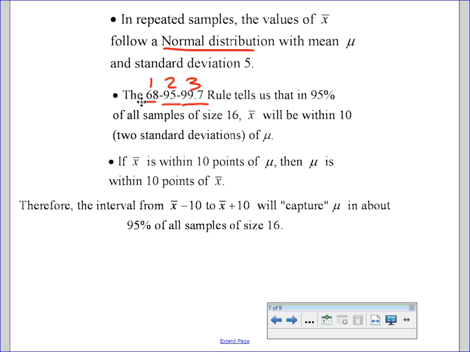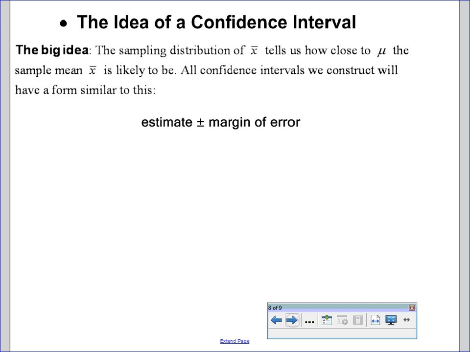That means that 95% of all samples of sample size 16 will be within 10 points of the true mean, which means that if we do this procedure 95% of the time, we will capture the true mean of the population. 5% of the time we won't, but 95% of the time we do this procedure, we will capture the population mean. And we're going to talk more about capturing in class.